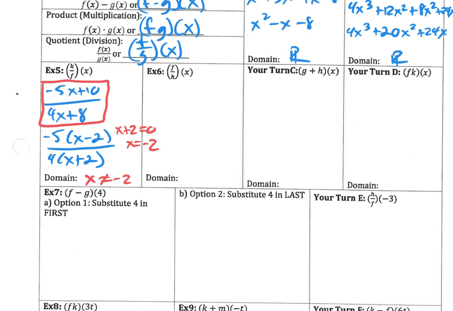If you look at our next example here, again a division problem, we have f of x over h of x, which is going to be 4x plus 8 over negative 2x squared plus 6.